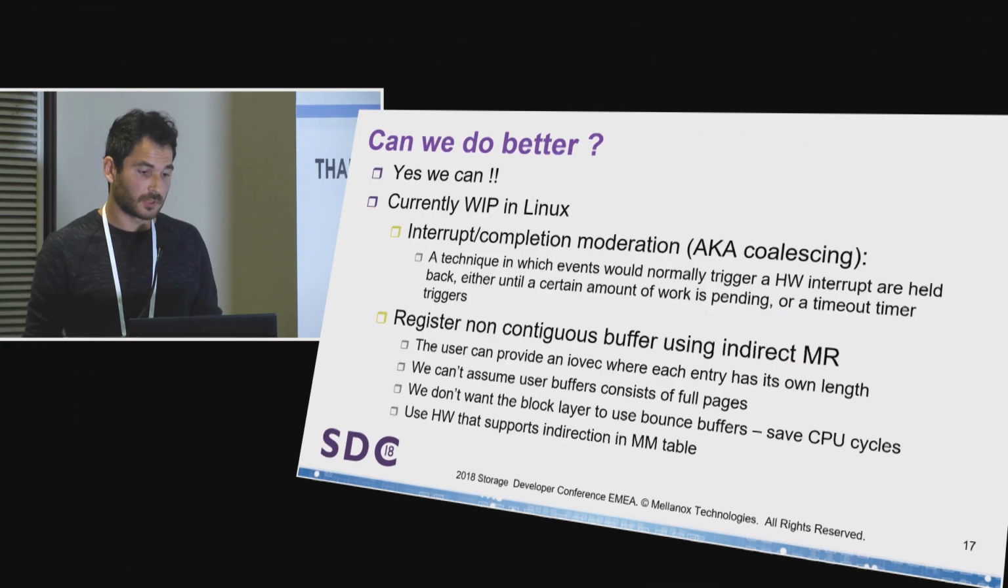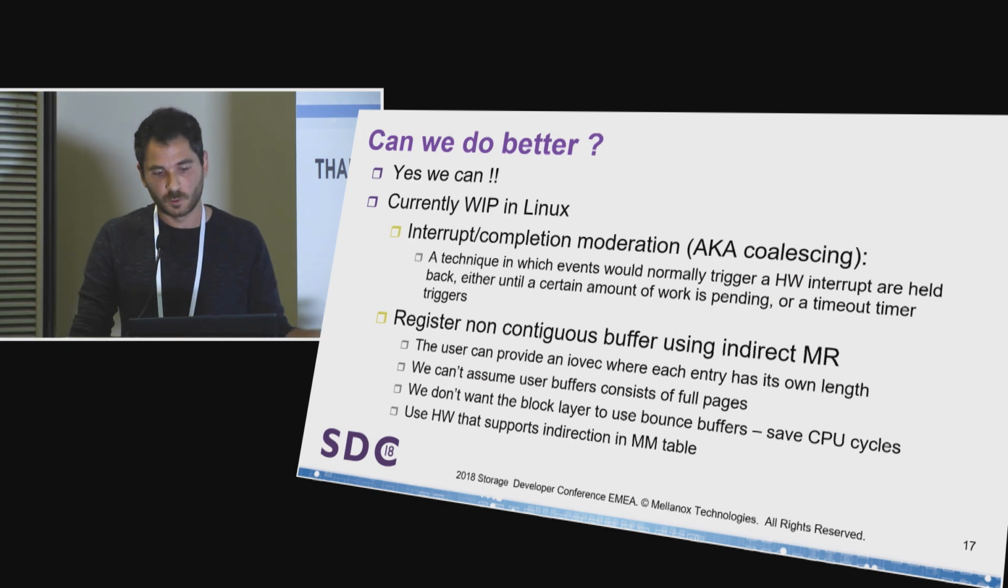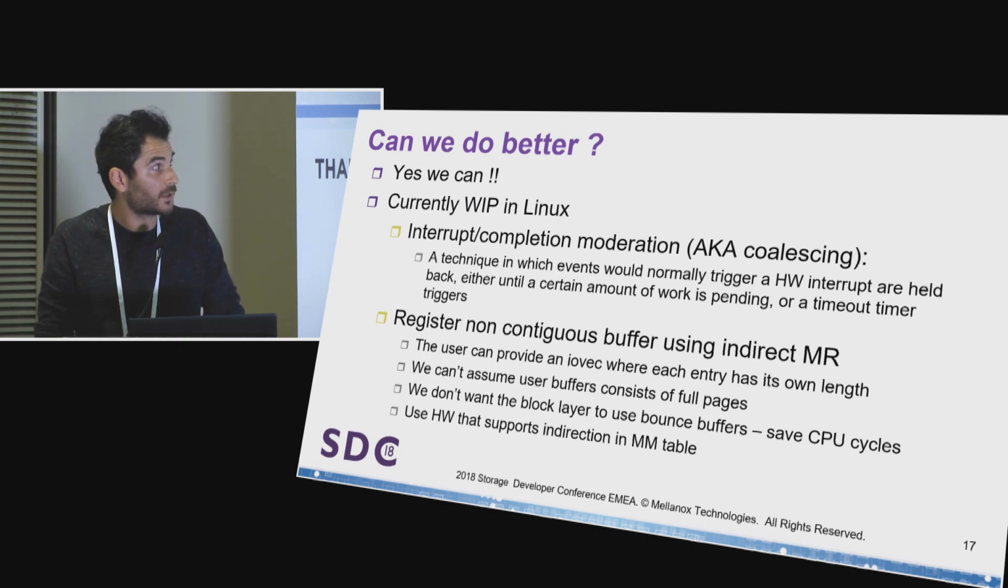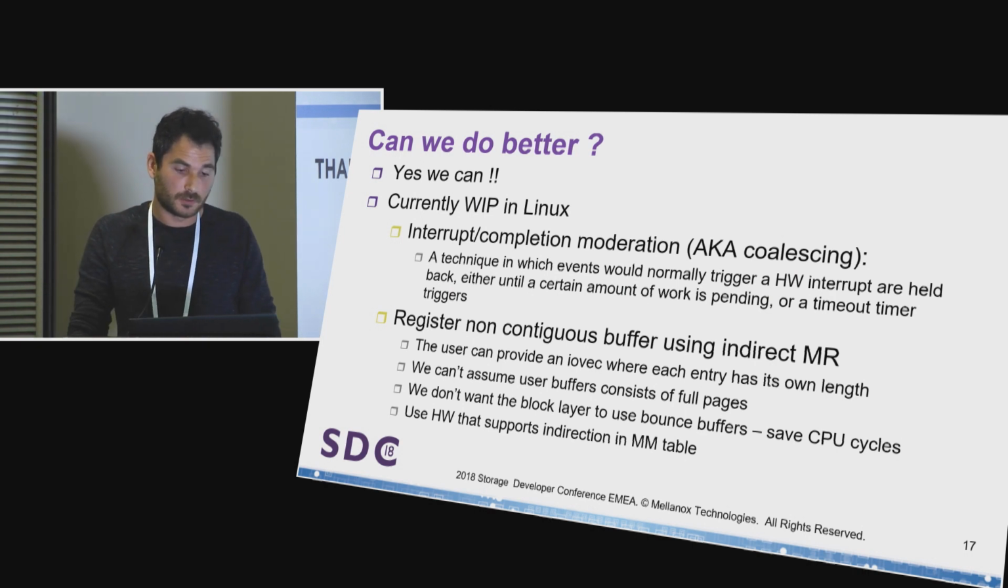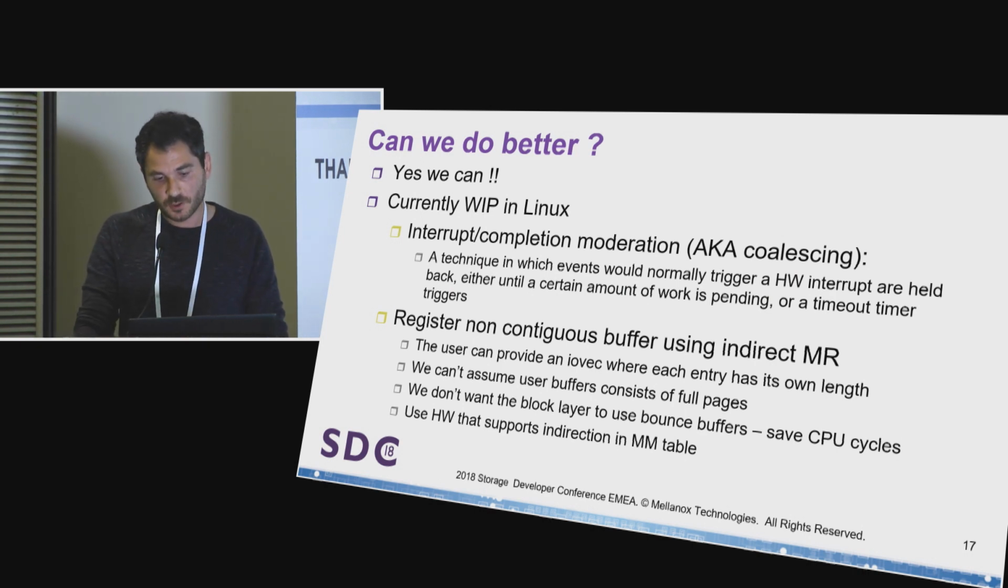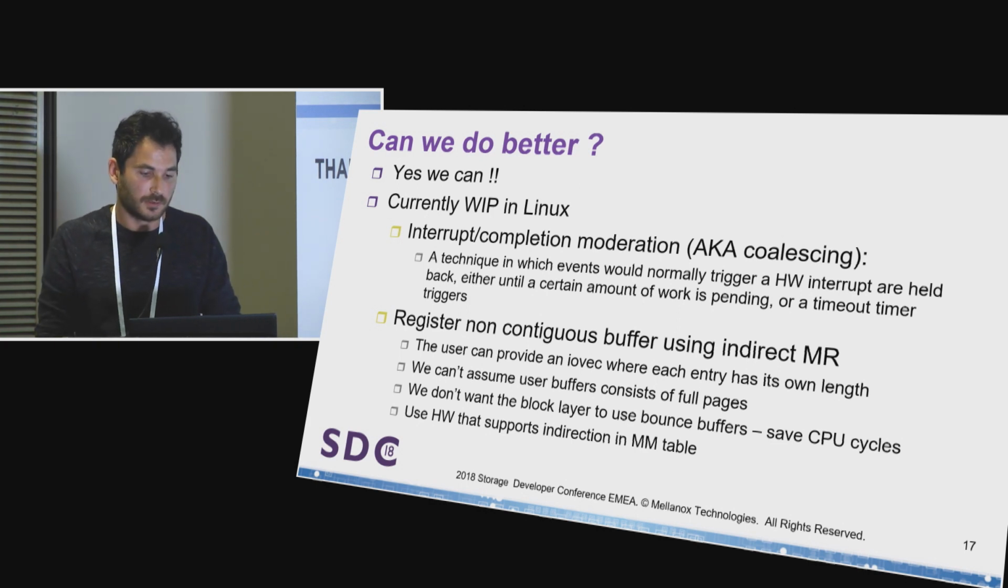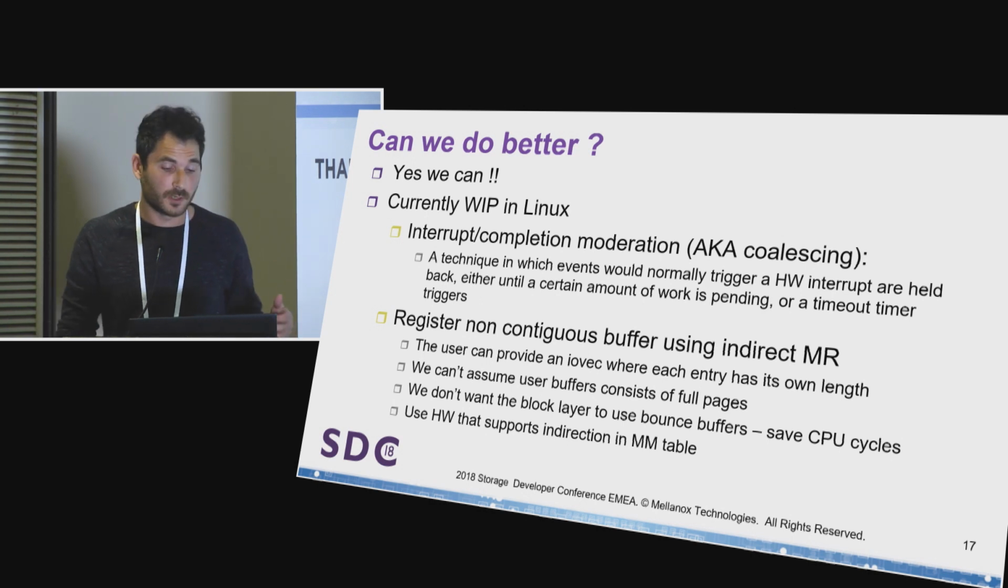So can we do better? If we see that we have such good performance, can we do better? And the answer is yes. Yes, we can. So I summarized two features that we can implement, and we have implemented them, in order to become even better than we are now.